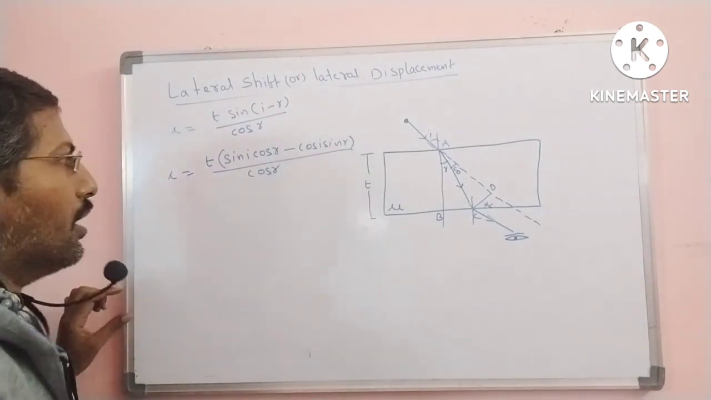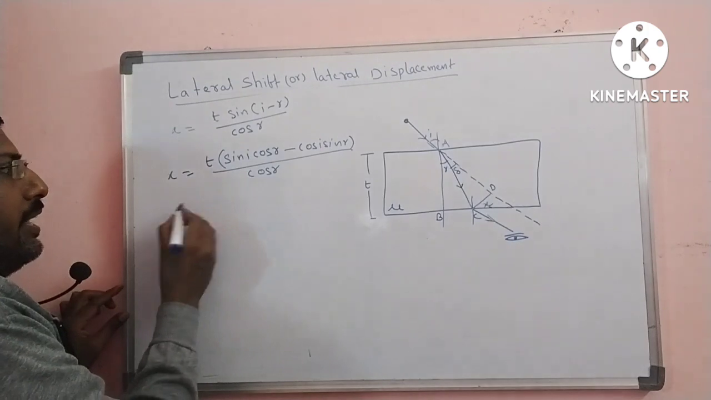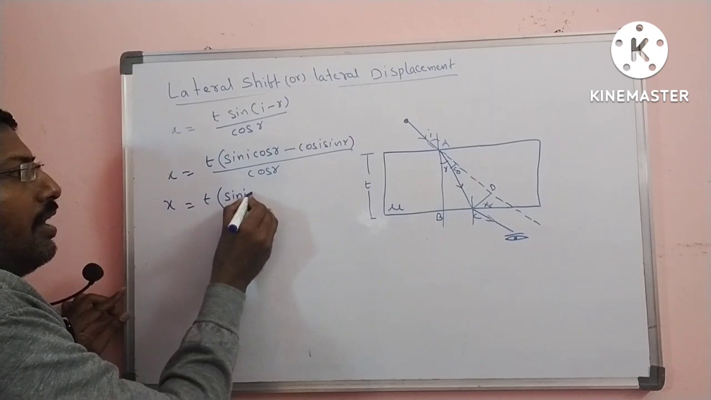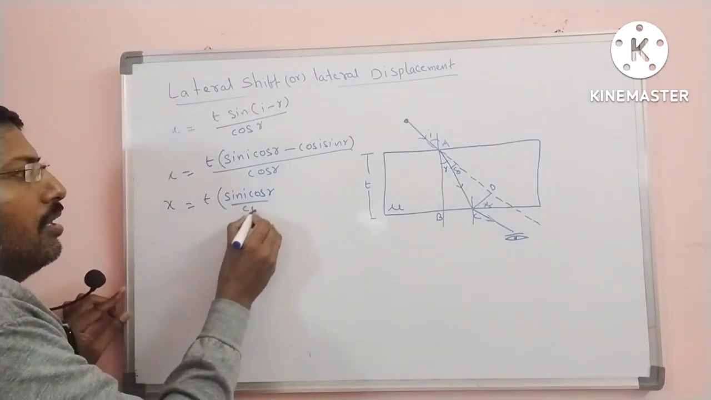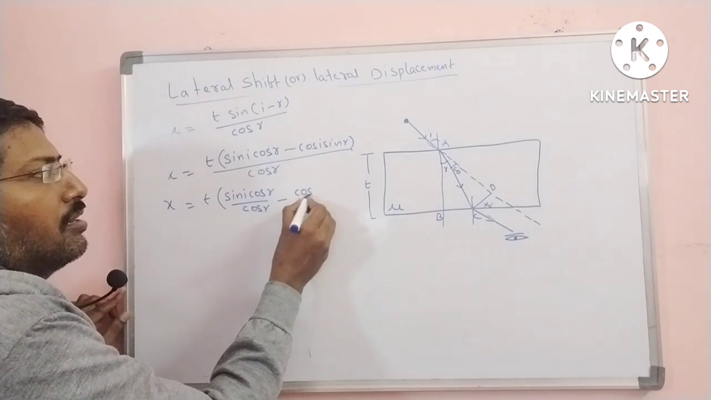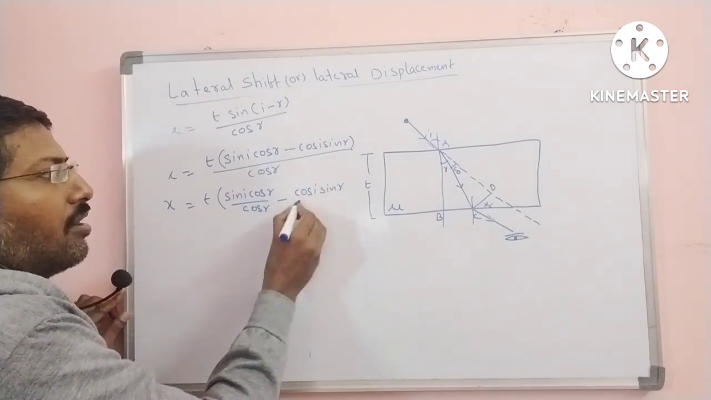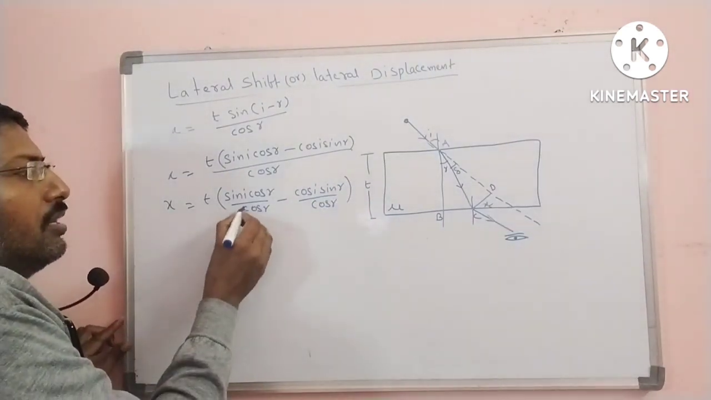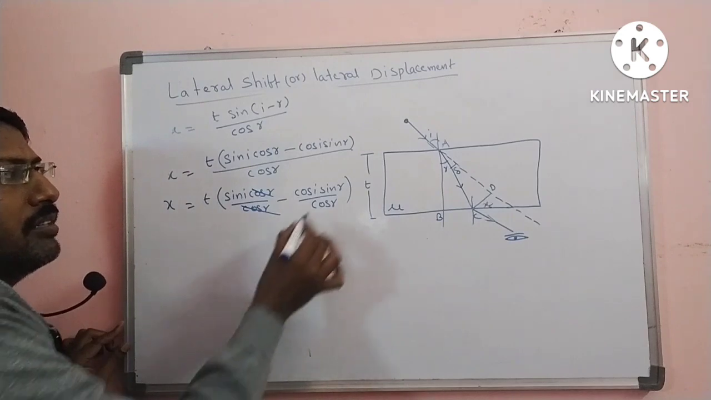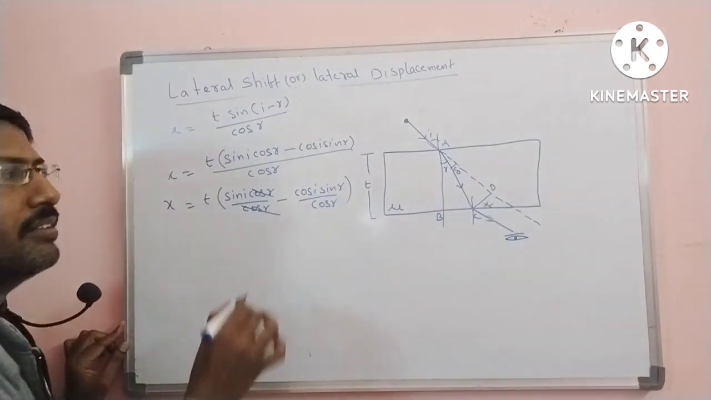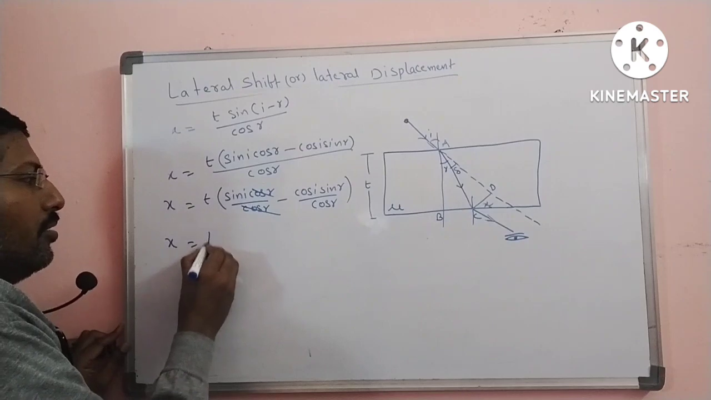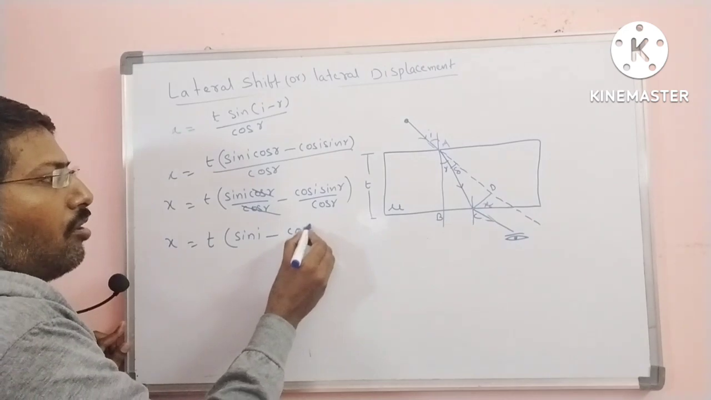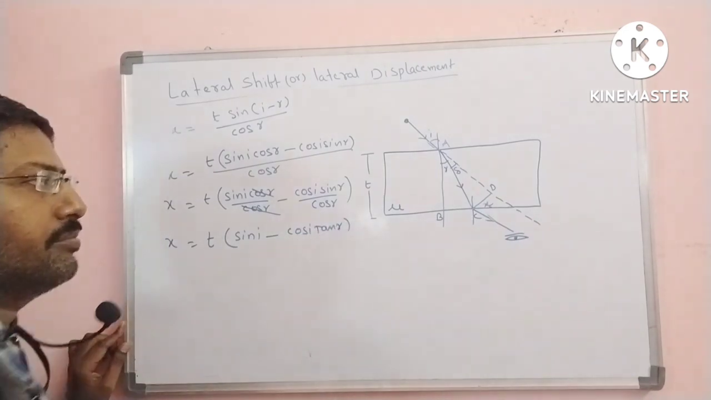Now I simplify once again. Lateral displacement is T times sin I cos R by cos R minus cos I sin R by cos R. The cos R cancels in the first term. Next, sin R by cos R is tan R. So x is equal to T times sin I minus cos I tan R.